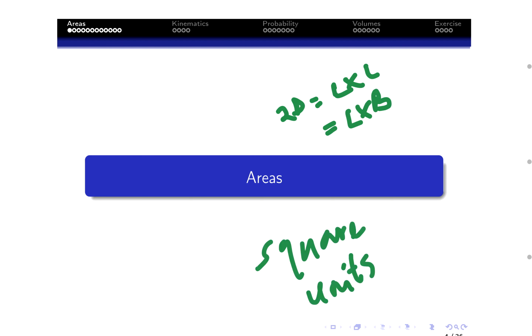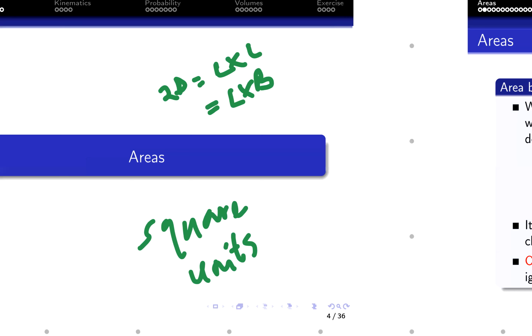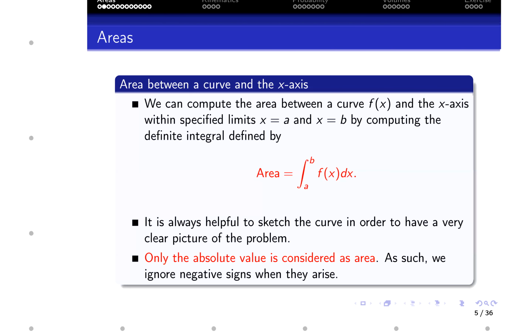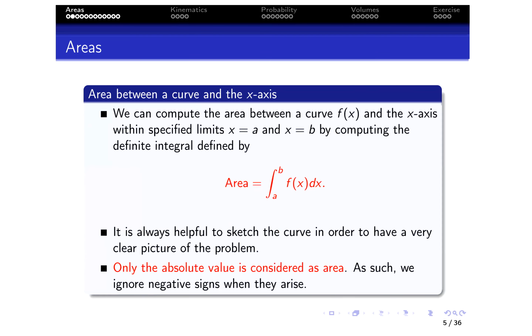So how does integration apply to areas? First of all, we can talk about the area between a curve and the x-axis. Most times when you're integrating functions, it's basically areas you're looking for, right? So we can compute the area between a curve f of x and the x-axis with specified limits x equals a and x equals b by computing the definite integral defined by this.